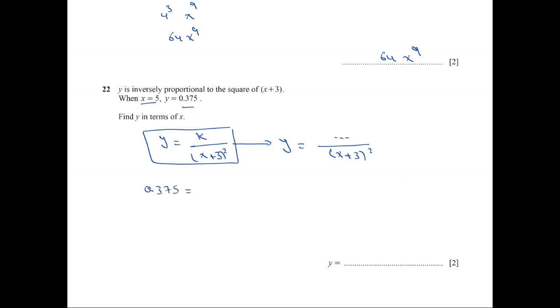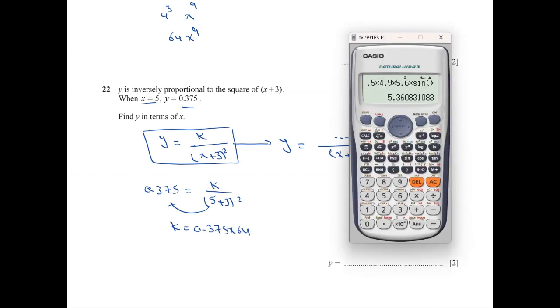0.375 equals k over 5 plus 3, all to the power 2. 5 plus 3 is equal to 8. 8 to the power 2 is equal to 64. 64 will move to the other side by multiplication. K is equal to 0.375 times 64. Give me a moment to find the answer.